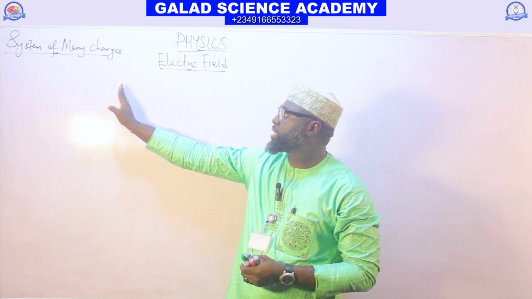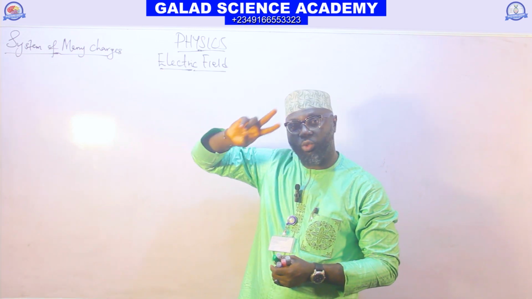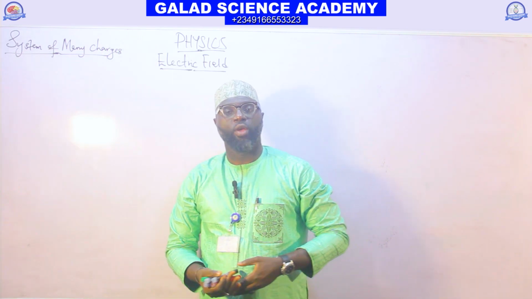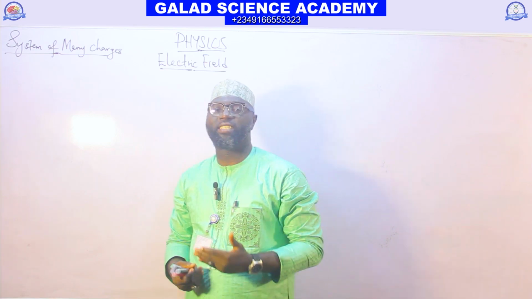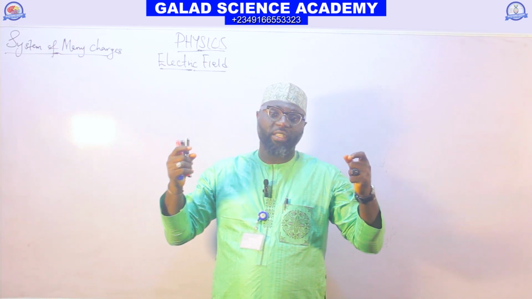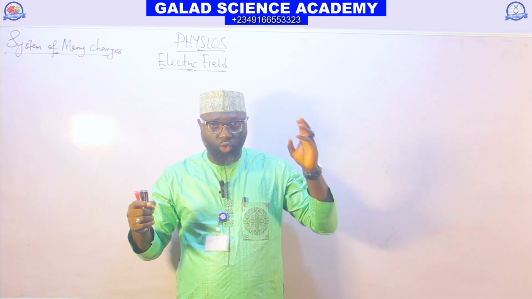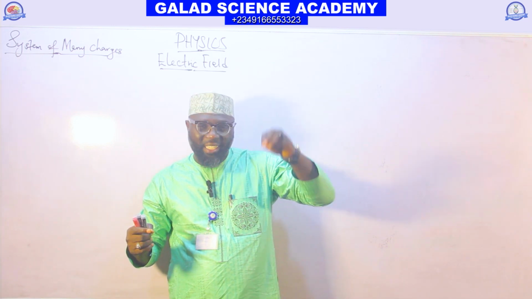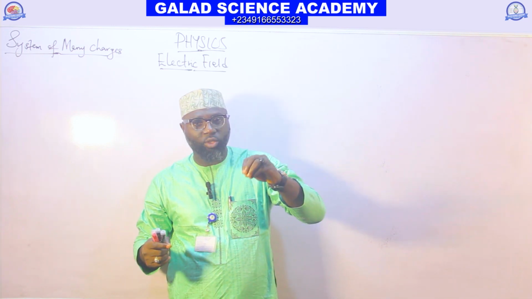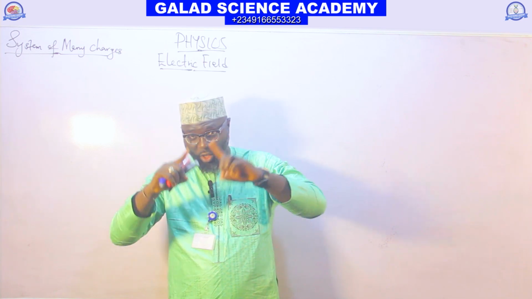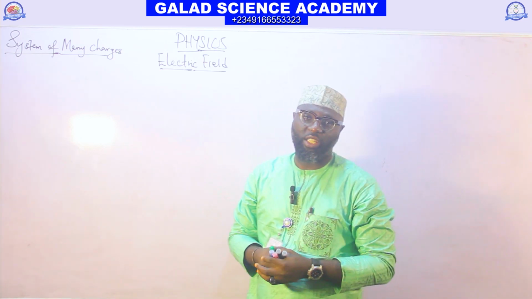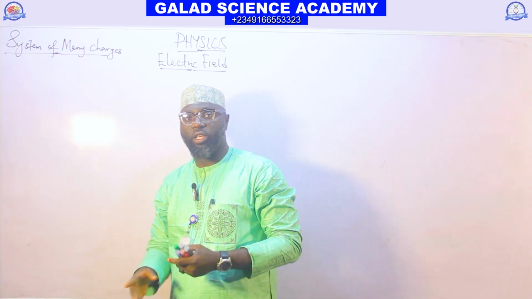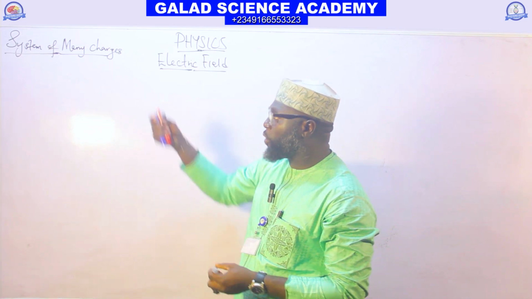But in this case, if you look at Coulomb's law, it deals with two charges. But in this system of many charges, you have two or more charges present in the system. If you have a system comprised of two or more charges, like 3, 4, 5, 6 charges, how are you going to know the net force, which is the resultant force of the many charges? Before we can know that, we apply what we call the superposition theory. Let's go. System of many charges.